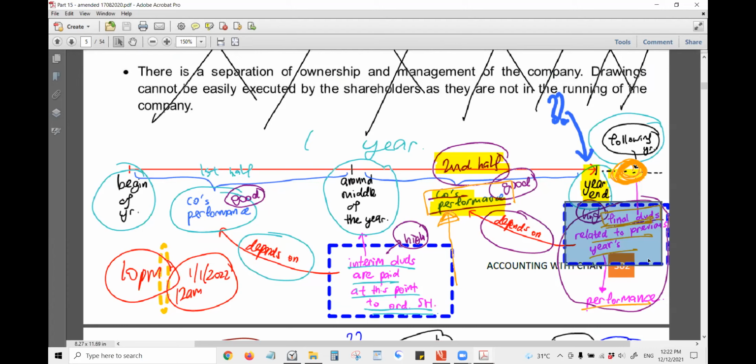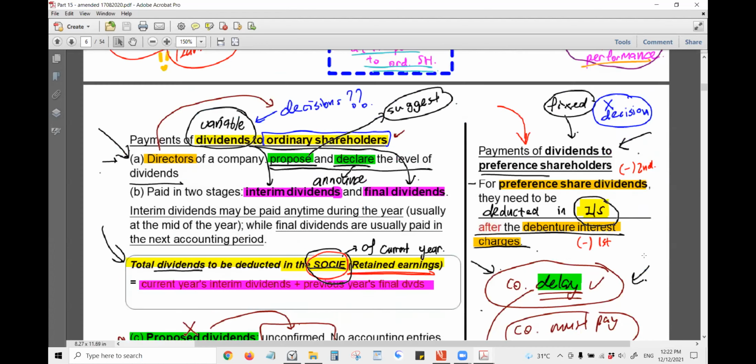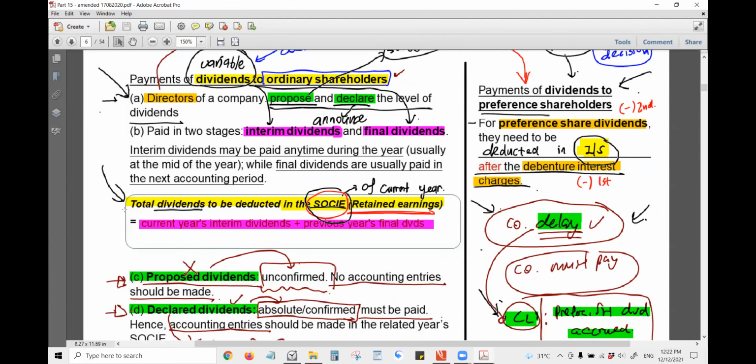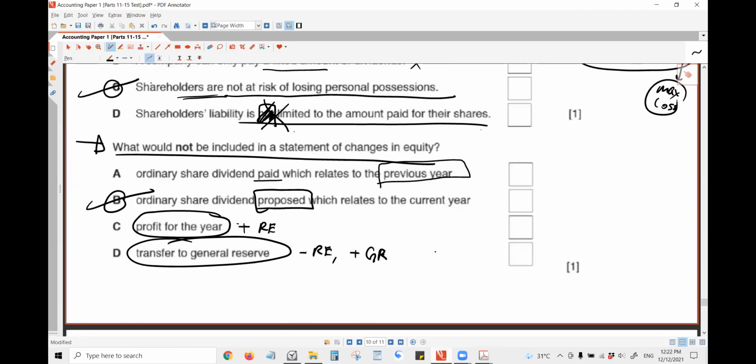So this is the flow chart that you drew yourself with me. And you see this? This is in your notes also. Total dividends to be deducted in SOCIE: current year's interim dividend and previous year's final dividend. There you go, the answer is A. So I think most of you have to revise. Current year's interim dividend and previous year's final dividend are all in the SOCIE. Therefore, this is in the SOCIE table. Okay, the answer is B.